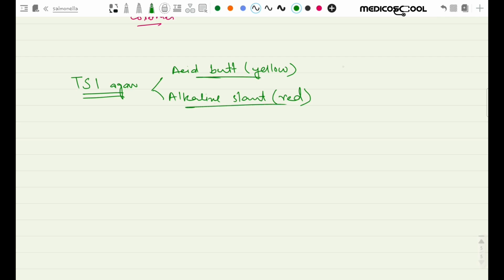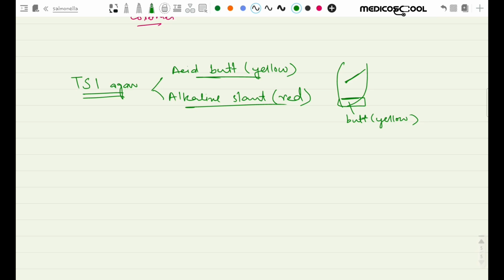What is butt and slant? So in the test tube, this portion is known as slant, so it will be alkaline, and this lower portion, the bottom portion, which is known as the butt, will be acidic and will appear yellow.